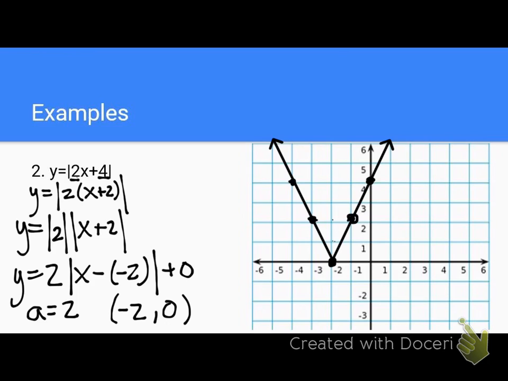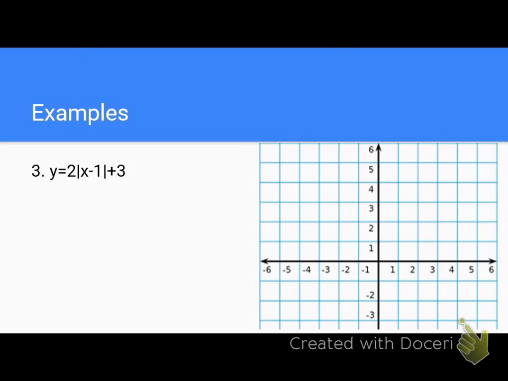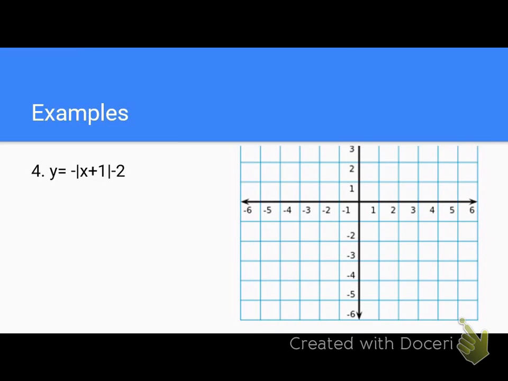Okay, let's just do a couple more examples. This one is a good one to practice on your own because the a, b, and c terms are already nicely there for you, so I suggest practicing that on your own. Let's look at this one.